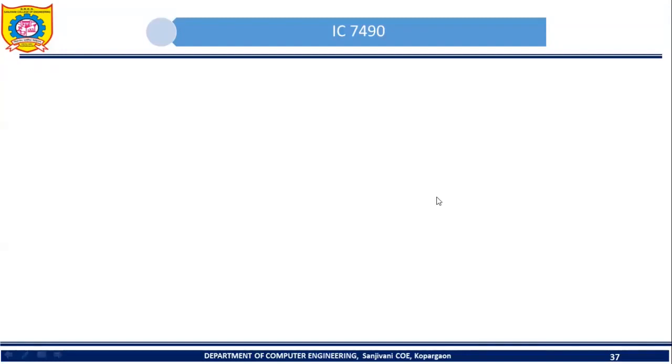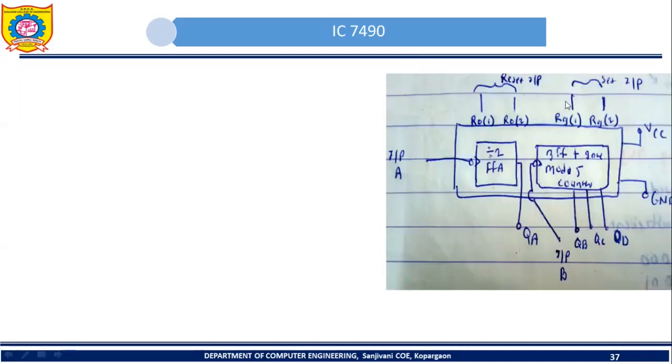Welcome everybody. Now we are going to see one IC. Name of that IC is 7490. So what is 7490? This is the block diagram of 7490. So let's see.